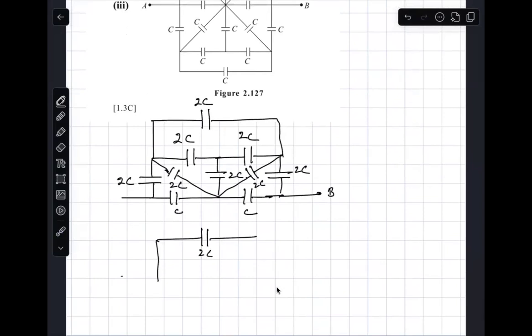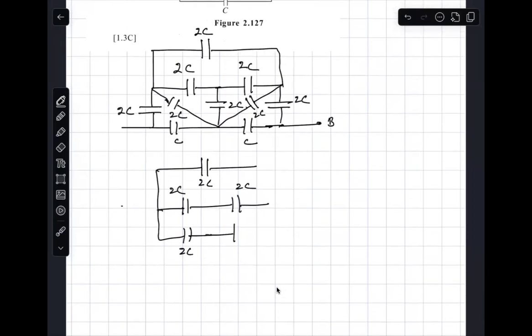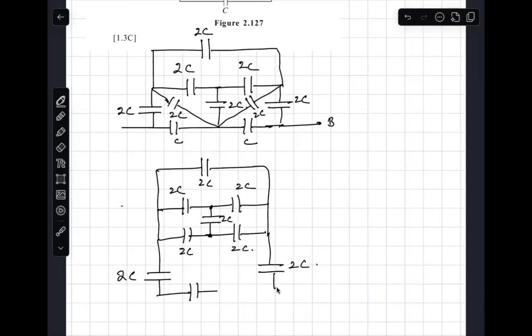Two C, two C, two C, C, C. And another also there, one more observation is also there. What is that observation?